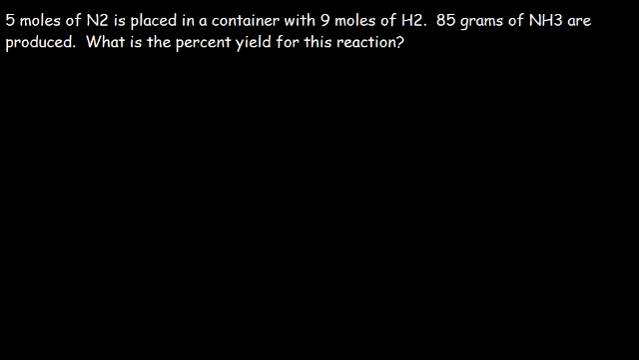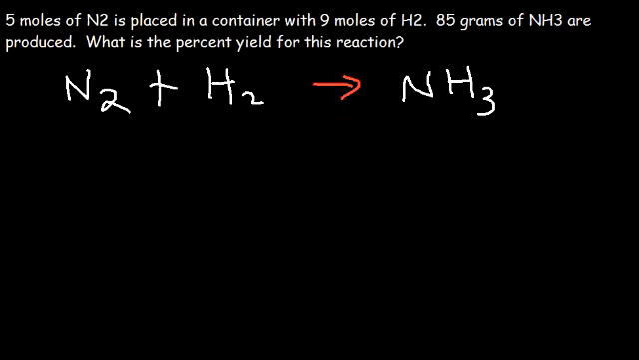Now, the first thing we need to do is write a balanced reaction. So, nitrogen gas reacts with hydrogen gas to produce NH3. Now we have 2 nitrogen atoms on the left side, so we need to put a 2 in front of NH3. And since we now have 6 hydrogen atoms on the right side, we need a 3 in front of H2. So now it's balanced.